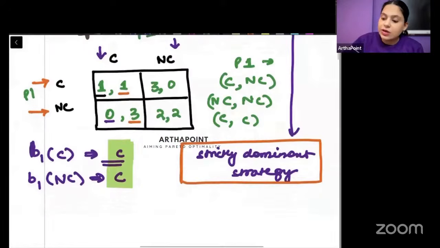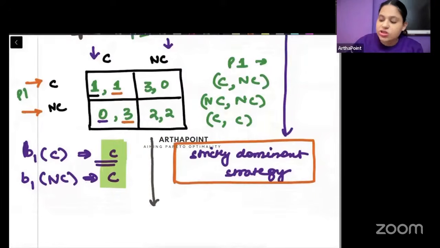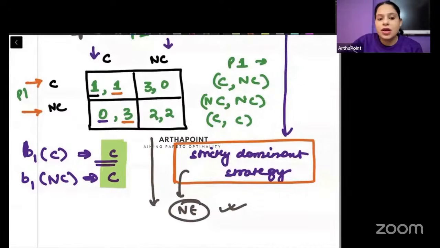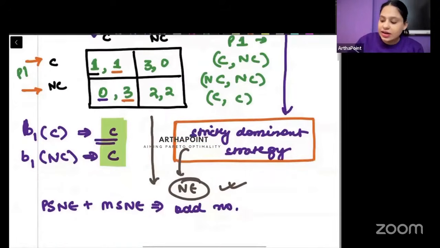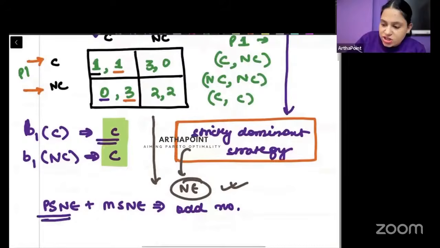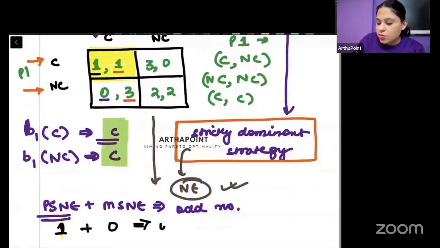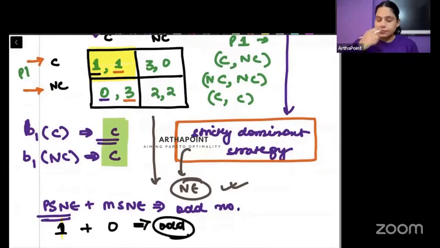And what else did we see? We saw that whenever we have such games, when we have a strictly dominant strategy, that becomes the Nash equilibrium. That also we saw. And we saw that pure strategy Nash equilibrium plus mixed strategy Nash equilibrium will always be an odd number. So it means that if I have got one pure strategy Nash equilibrium, there will be zero mixed strategy Nash equilibrium to give me an odd number.